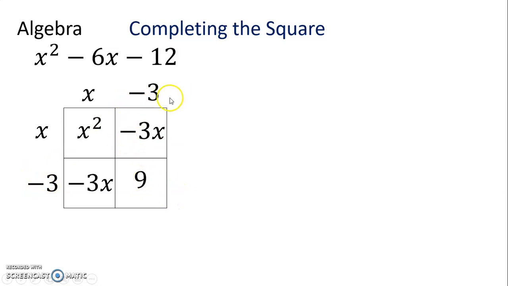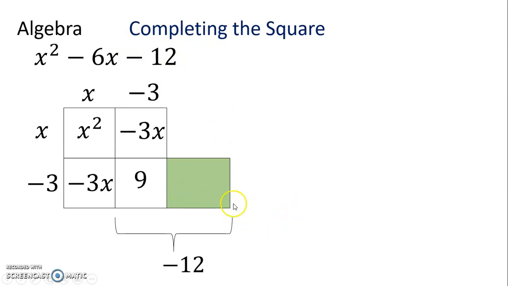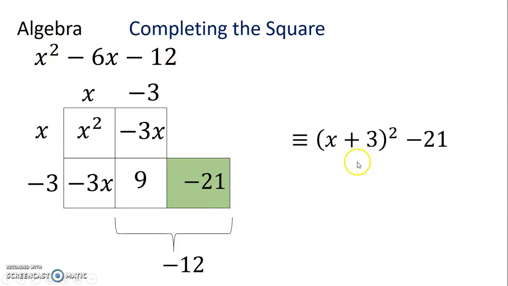So x subtract 3 squared will give me the x squared I need. It will give me the -6x that I need, but it will give me +9 when my expression needs to be -12. So I need these two to add up to -12. So what's going to need to be here? Well, I need to subtract the 9 and then also have -12. So I'm going to need to subtract 21. So my expression here is going to be equal to x subtract 3, this should be squared, subtract 21.